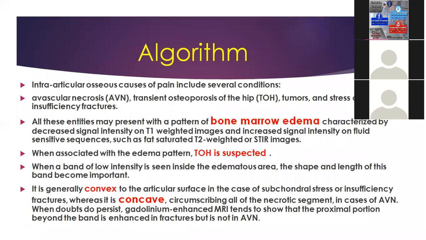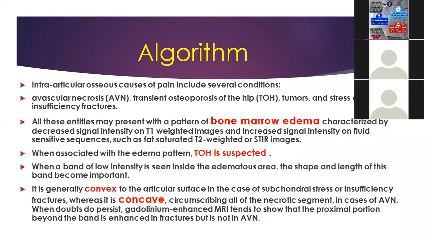This fracture is diagnosed by marrow edema and a low signal fracture line on T1 or T2, like that one. So we can reach for an algorithm to solve the problem for the three items seen before. We have bone marrow edema. The bone marrow edema can happen in avascular necrosis, in transient osteoporotic hip, or stress fracture.